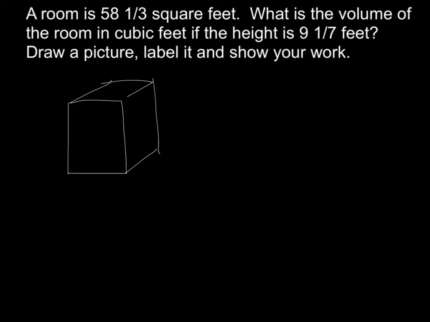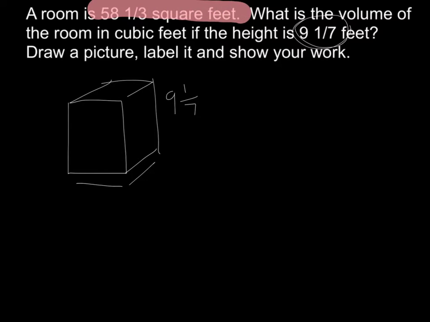If they just want to draw a rectangle and label it from there, that's fine. But there's a couple important things. I know that the height is 9 1/7 feet, so I can go ahead and put 9 1/7 feet. What I don't know is the length and the width. But I really don't need to know it because it says here that the room is 58 1/3 square feet.